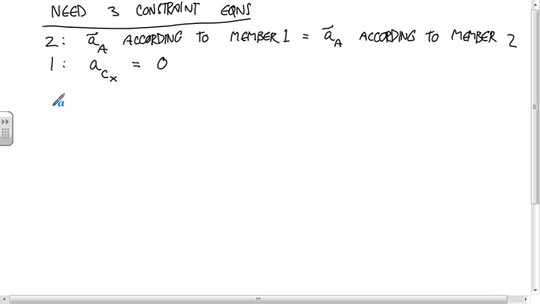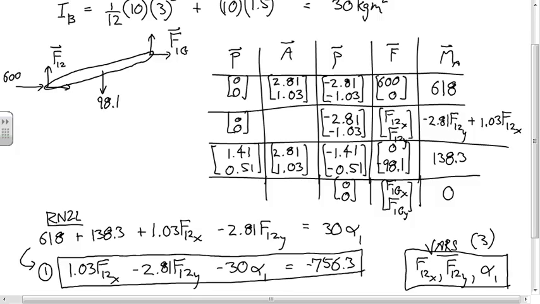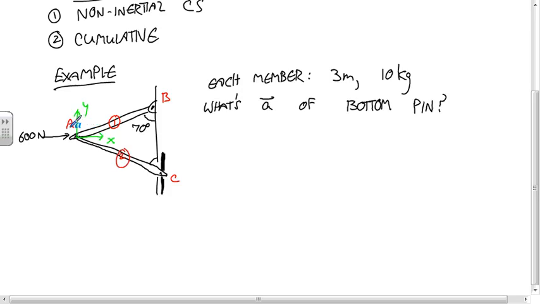All right, so the constraint at A. Let's do it first according to member 1. How are we going to represent the acceleration of A according to member 1? Yeah, we need that watermelon equation. We don't need relative motion because this is actually in a pure circular motion about the fixed point B.